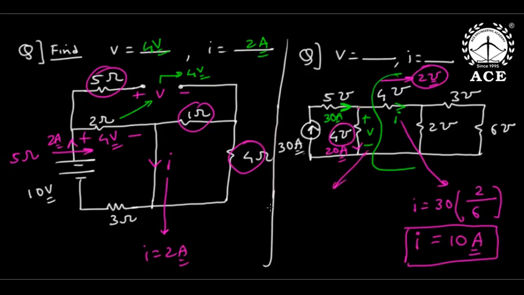Now, what is V in conductance? V is I by G. I is 20, G is 4, so this is 5 volts. So the final answers are V is 5 volts and I is 10 amperes. Now here also the question is, what is V and what is I?